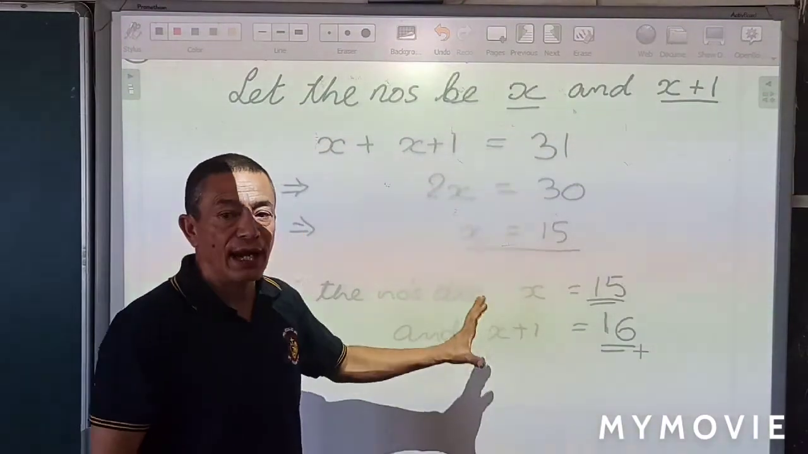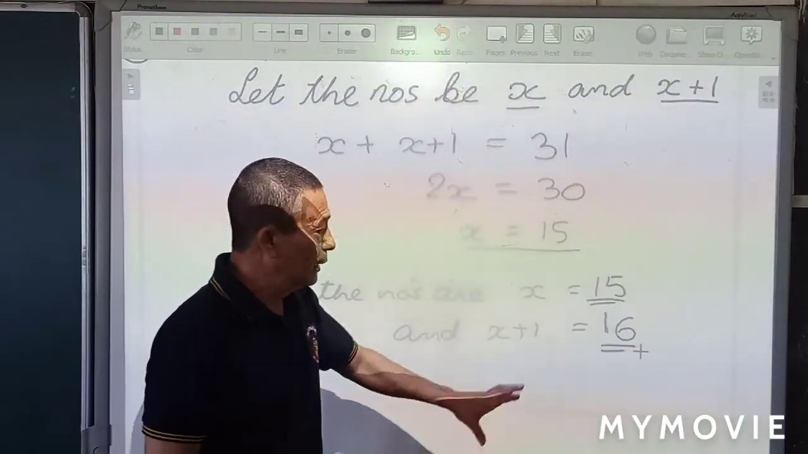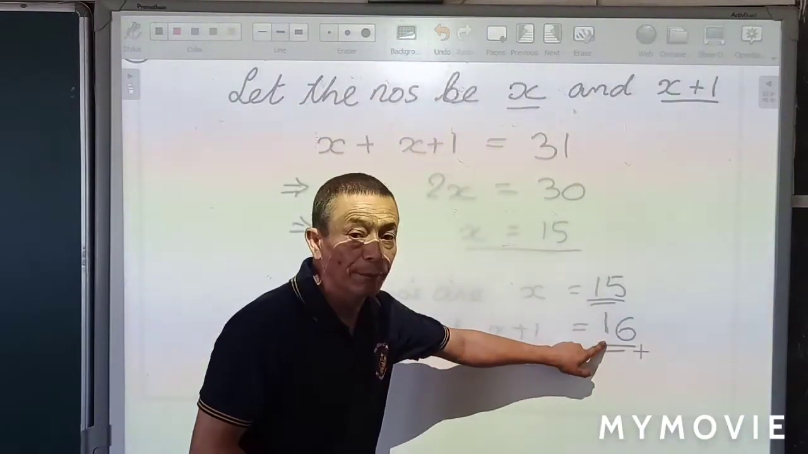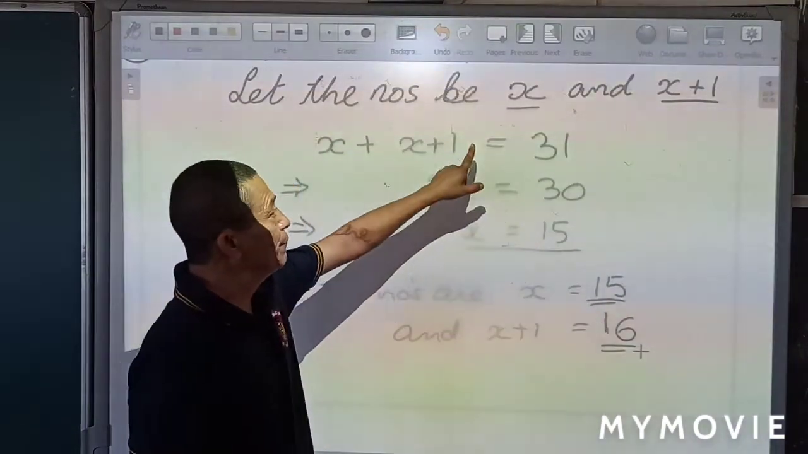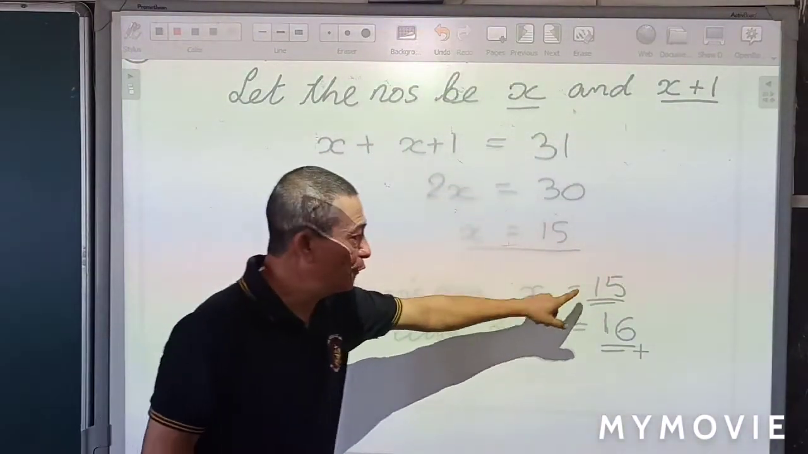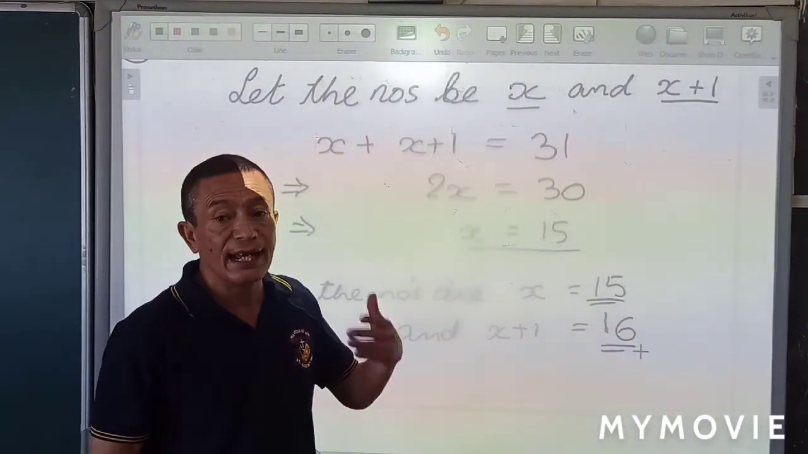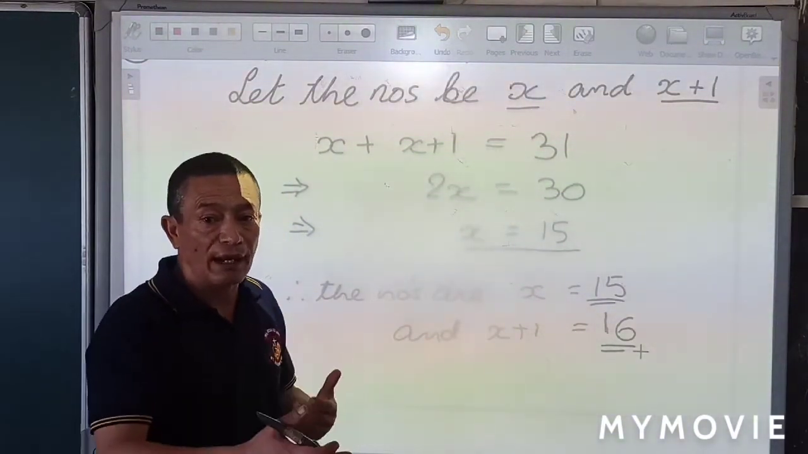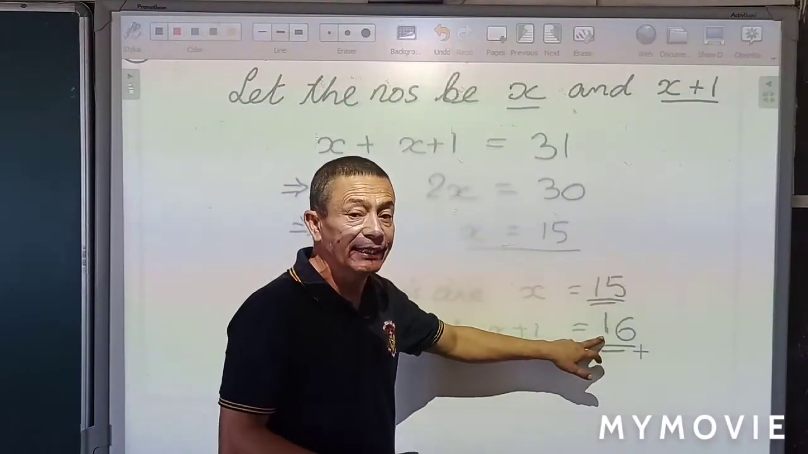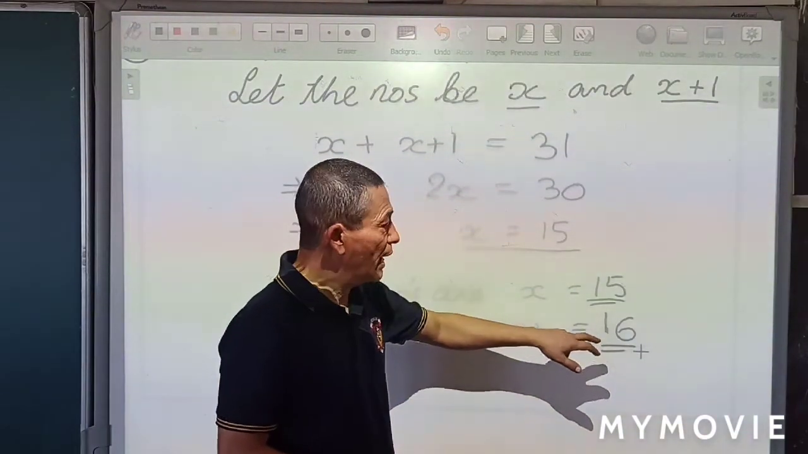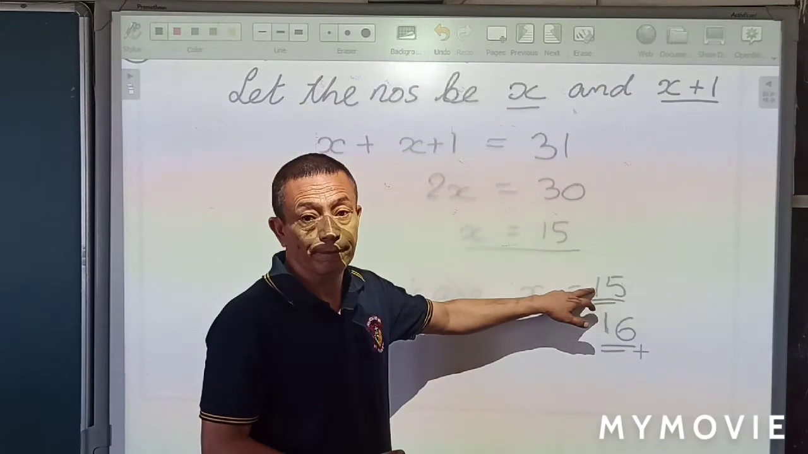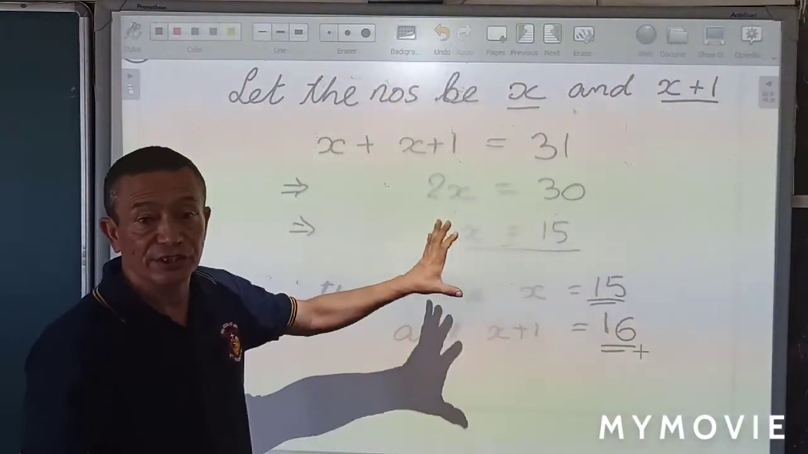Now I can verify whether it is correct or not. They are saying when I add the two numbers, it's supposed to give me 31. So 15 plus 16 gives me 31. At the same time, they are saying they are consecutive numbers coming one after the other. So 16 is actually following 15. So we know that the answer is correct.